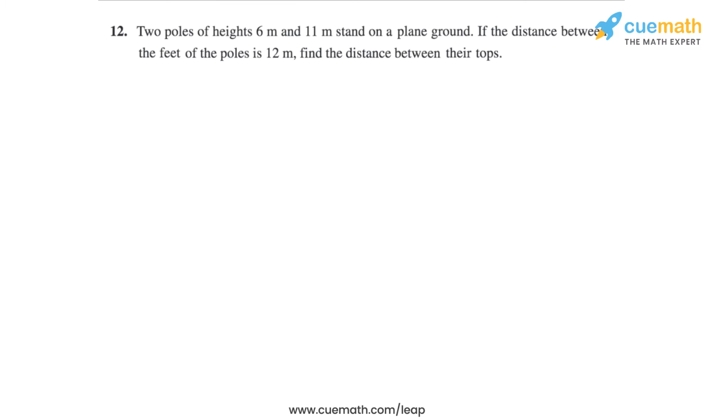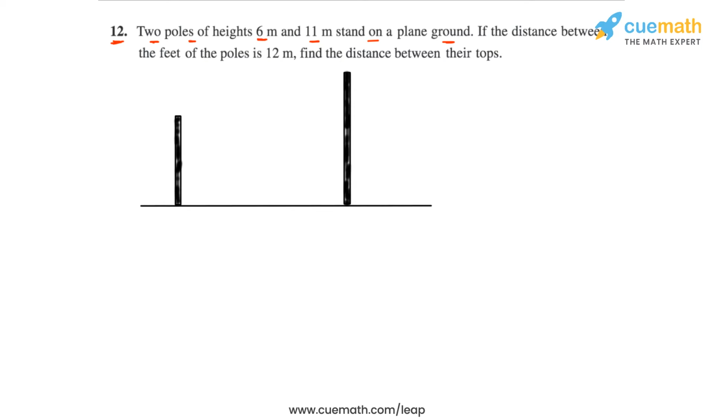Question 12 of this exercise says, two poles of heights 6 meters and 11 meters stand on a plain ground. So here's a sketch I've drawn corresponding to this statement. We have two poles standing on a plain ground. The shorter pole is 6 meters tall and the longer pole is 11 meters tall.